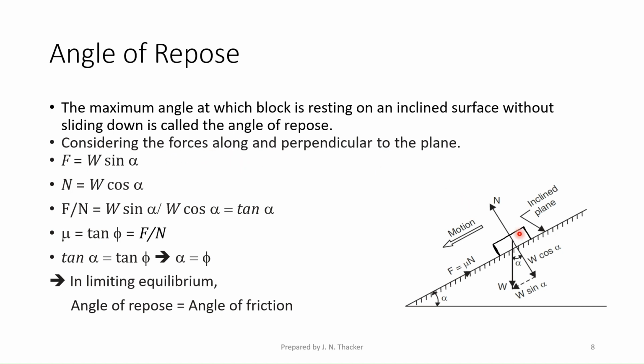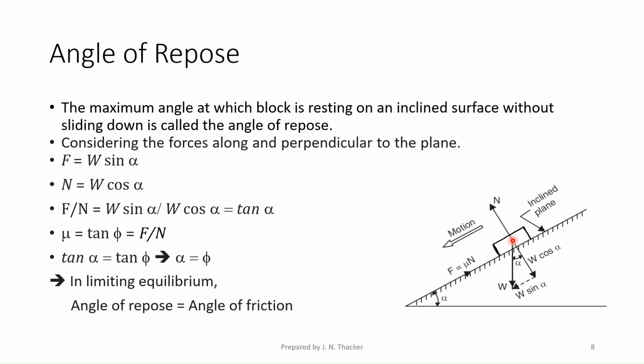These are the forces. Now, considering the forces along and perpendicular to the plane. Let's see first along the plane, so parallel to the plane. First is this frictional force F, which is acting parallel to the plane in the upward direction. Then there is the sine component of W, that is W sin alpha, which is coming in the downward direction. So by the condition of equilibrium, we can say that F is equal to W sin alpha, because there is no other force acting parallel to the surface. So F will be equal to W sin alpha.